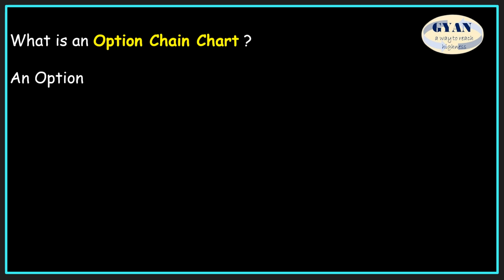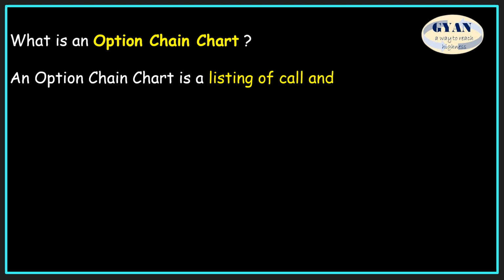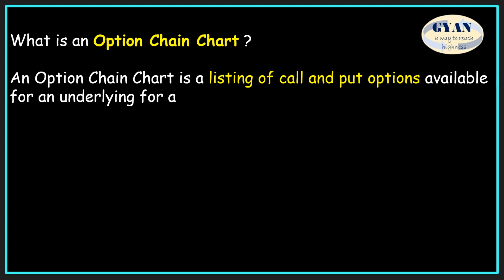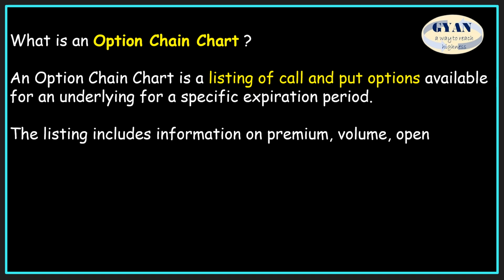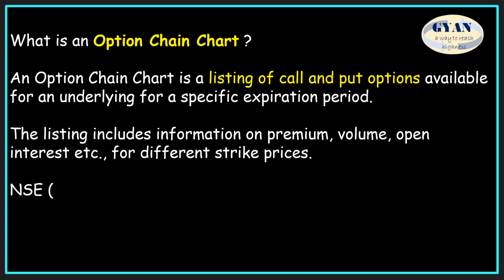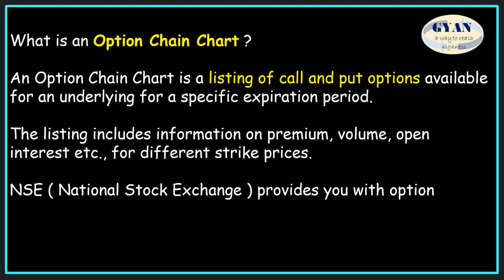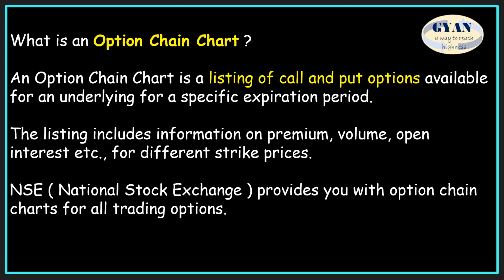What is an option chain chart? An option chain chart is a listing of call and put options available for an underlying for a specific expiration period. The listing includes information on premium, volume, open interest, etc. for different strike prices. NSE, the National Stock Exchange, provides you with option chain charts for all trading options.